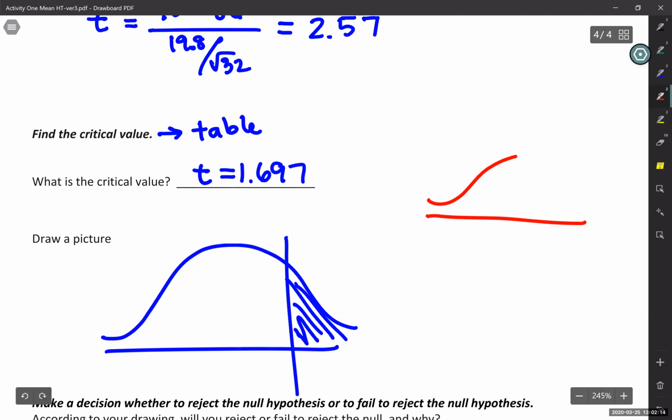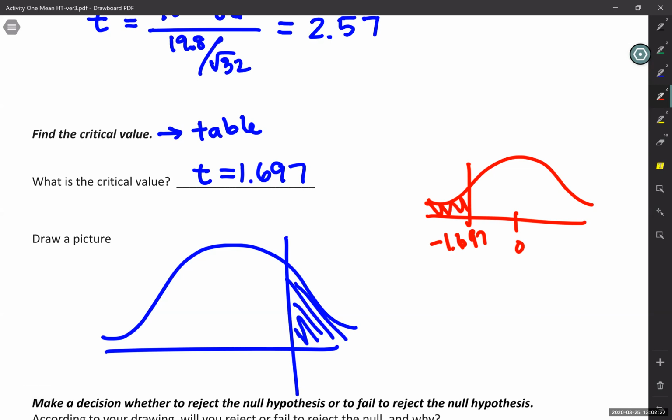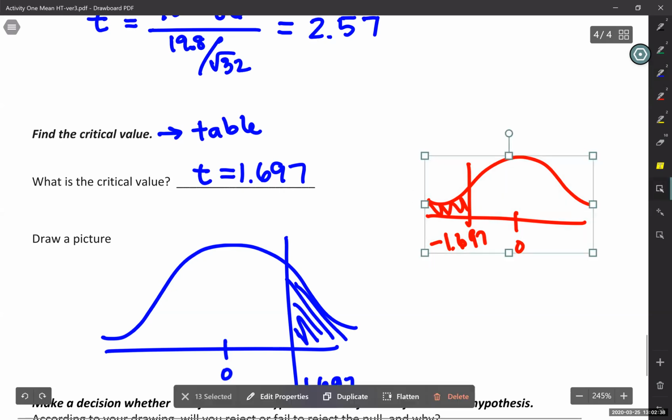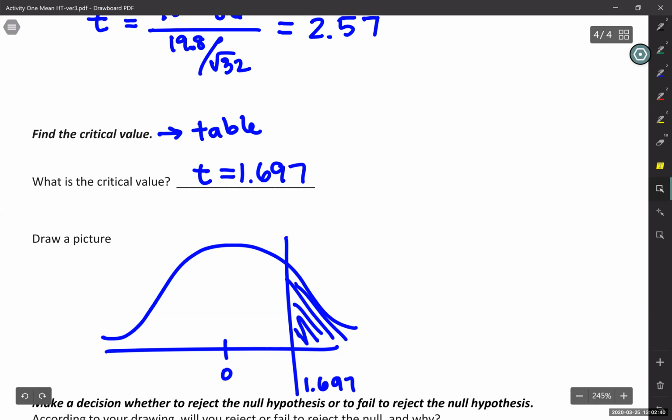Now, don't draw this next picture because I'm about to erase it. But if this had been left tail, our picture would have looked like that. Remember, 0's in the middle. So if my picture was on the left, then it definitely needs to be a negative number because it is on the left side of 0. However, this picture is on the right side of 0, so it's definitely going to be a positive number. So that's another way that you can check to make sure you're using the right T value with a positive or negative.